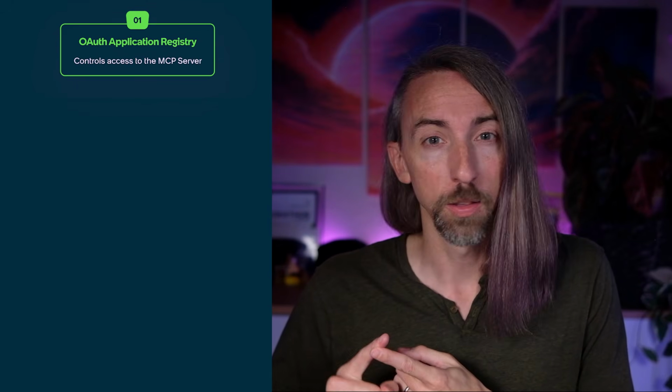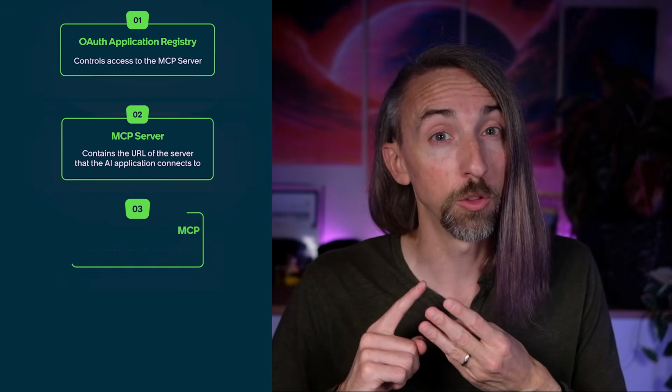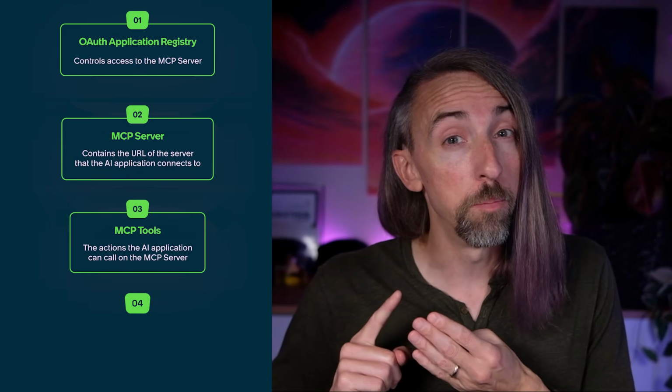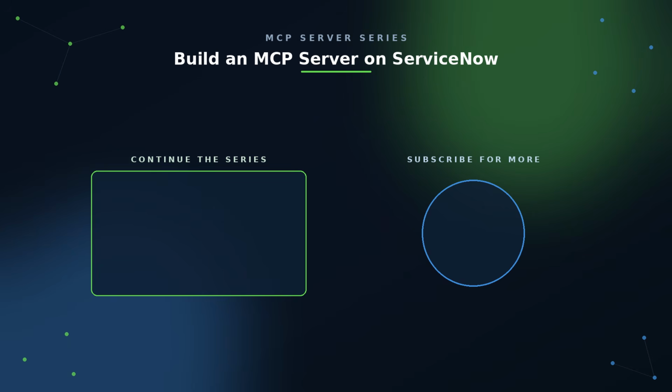So put those four pieces together. The application registry handles who's allowed in. The MCP server is what the AI connects to. The MCP tools are the specific things the AI can use. And the backing implementation is what the tool calls to do the work. Once you've got that picture in your head, the rest of the series is really just filling in the details.